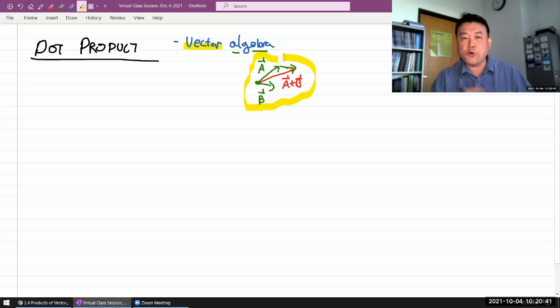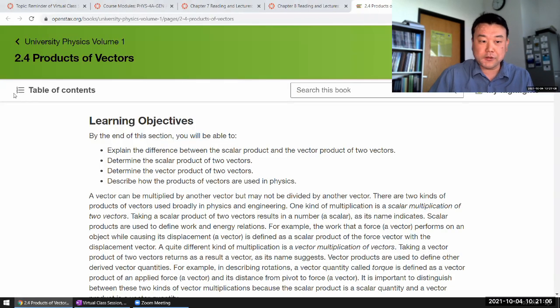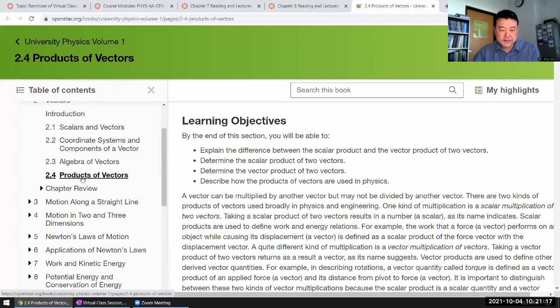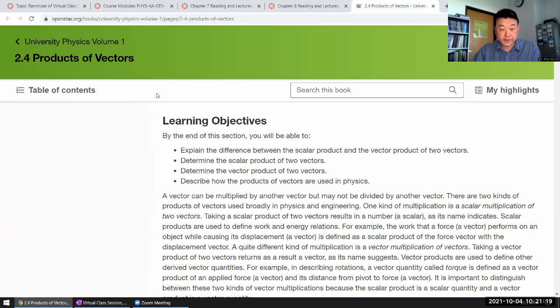We talk about coordinate-independent representation, and that axis-independent way of describing things really needs a mathematical object like a vector that exists independently of any x and y axes that you might define. Now, chapter 2 actually covers more things about vectors that we skipped back then. All of that is in section 2.4, products of vectors.